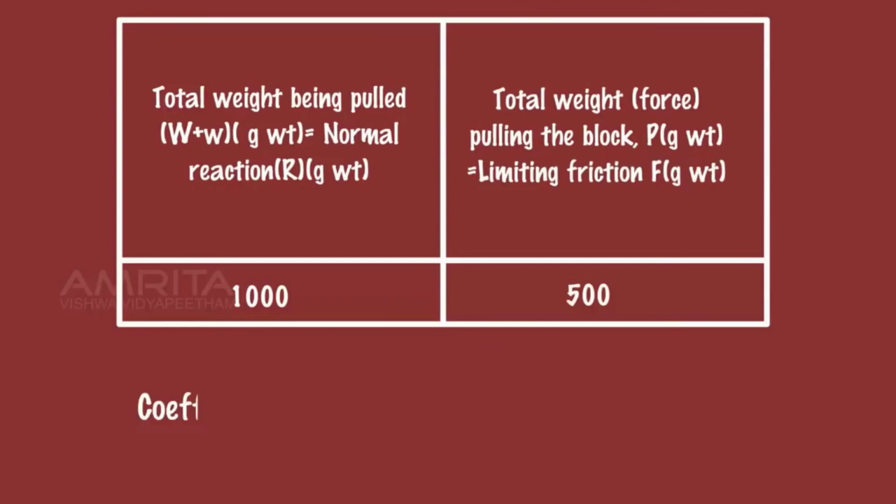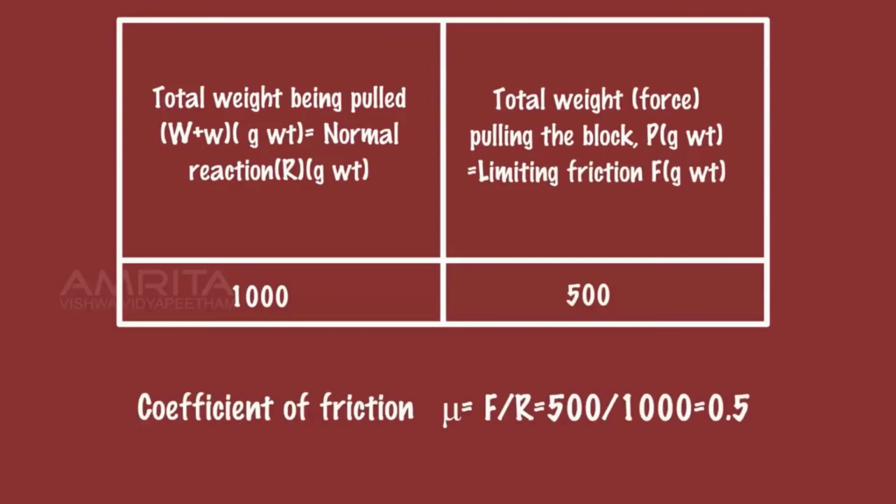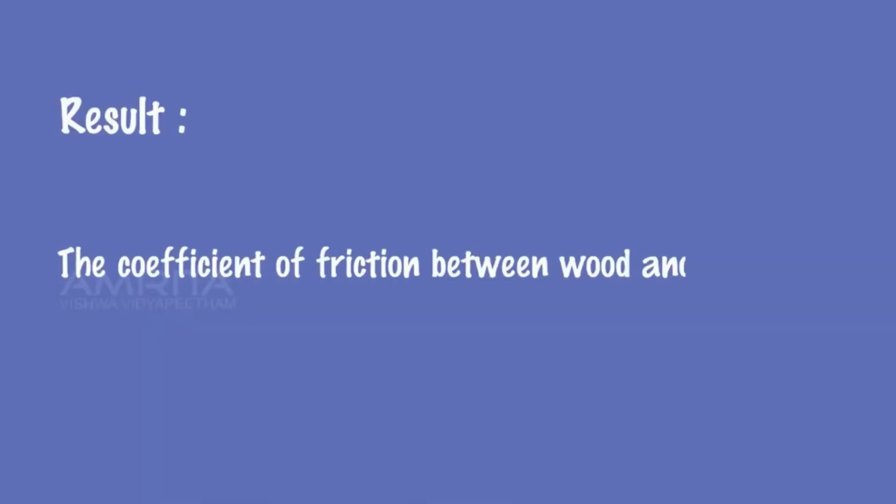Coefficient of friction mu is equal to F divided by R, which is equal to 500 divided by 1000. That is equal to 0.5. Result: the coefficient of friction between wood and wood is equal to 0.5.